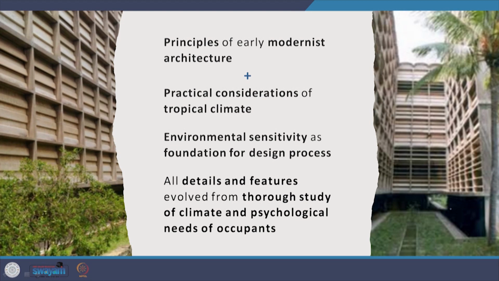So that is one aspect which unfortunately we will not be able to cover in detail, about the introduction and the use of RCC in the early years, in the final years of the British Raj. But here it is: principles of early modernist architecture, practical considerations of tropical climate, environmental sensitivity as a foundation for the design process in Golconde, and all details and features have evolved from the thorough study of climate and the psychological need of the occupants. This is really looking much ahead into a truly modern approach to building design.